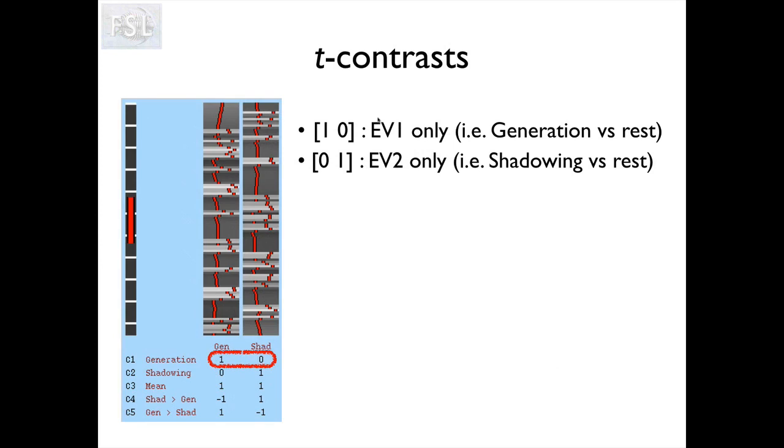Right, so let's go into the t-contrast. If we look at these two t-contrasts, we take this as an example, 1, 0, i.e. we are looking only at the first parameter estimate, and what that means is we are looking at generation versus rest, i.e. we are looking at the voxels that are interested in word generation. Or conversely, if we're looking at 0, 1, we're looking only at the parameter estimate for the second regressor, the regressor for word shadowing, i.e. we are looking at word shadowing versus rest.